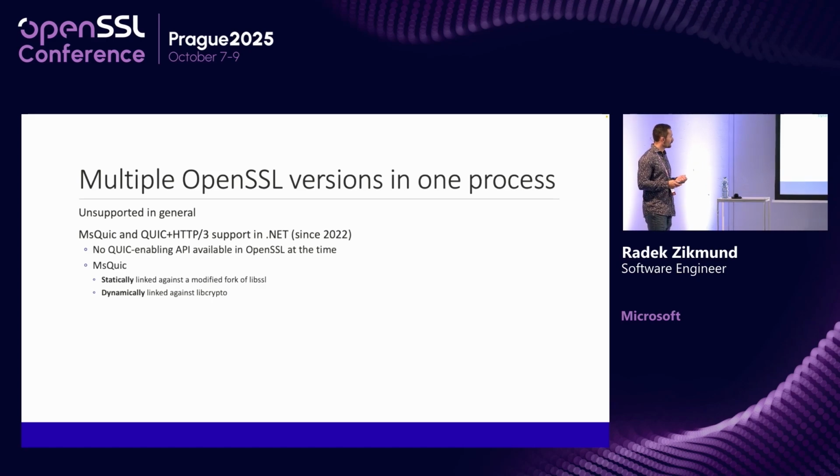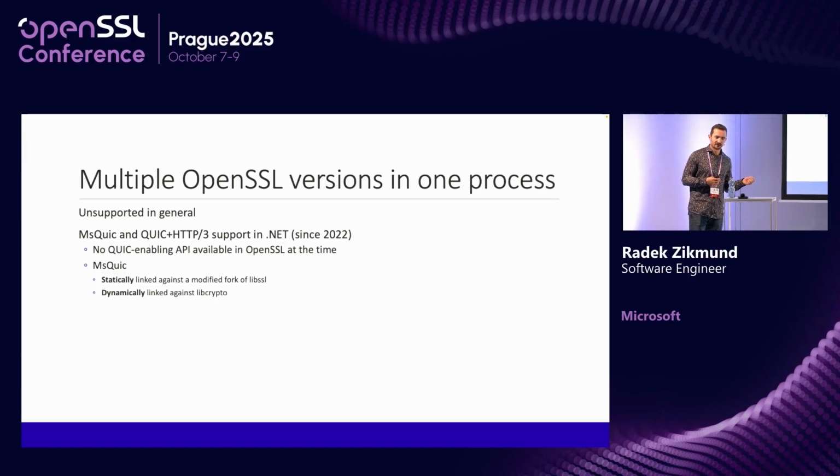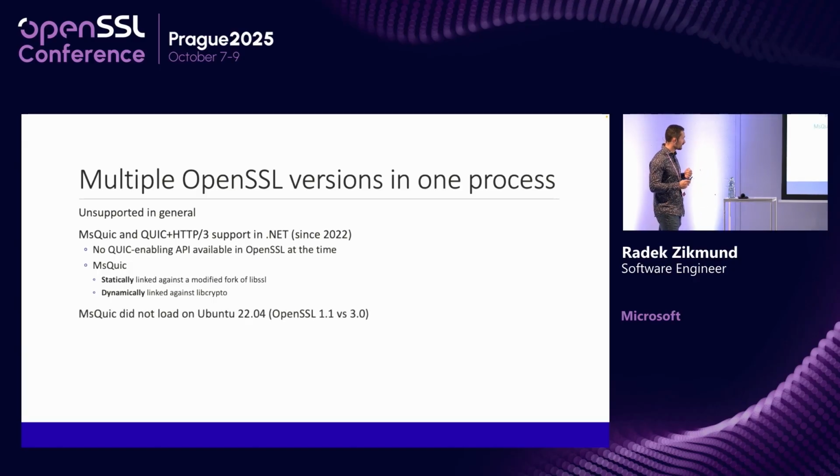And what they were doing, the MsQuic team, is statically linking the forked version, because you can't really ask users to install your forked and modified versions of OpenSSL. But because the changes were only in the libssl binary, they still dynamically linked against libcrypto, which is a weird combination, but it seemed to work until we got to Ubuntu 22, because of OpenSSL 3.0.